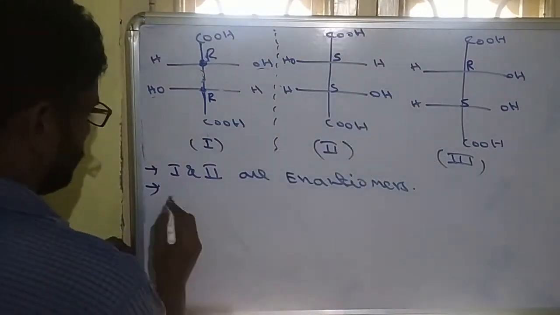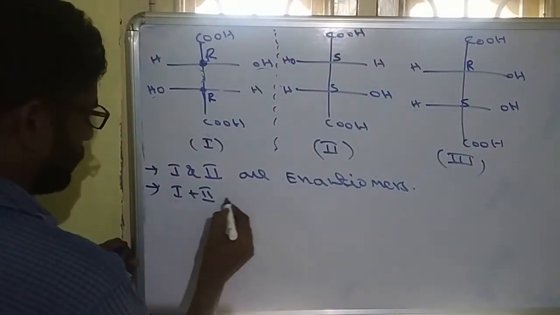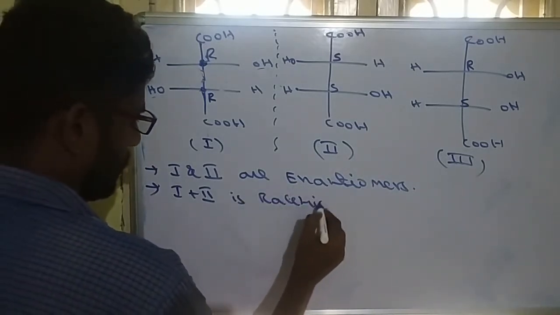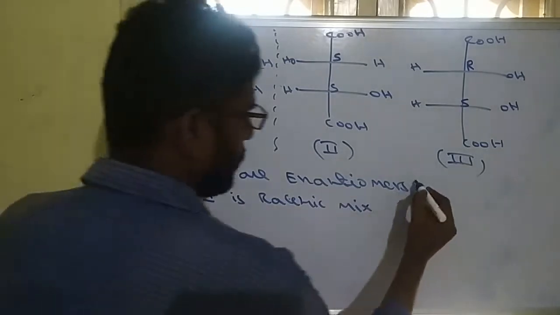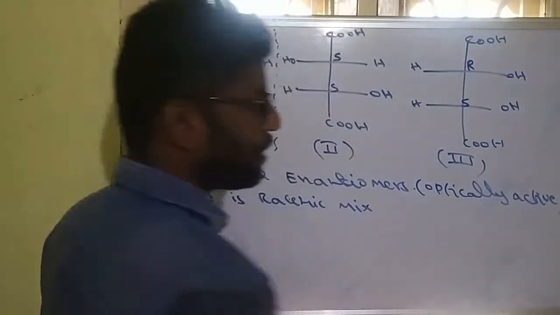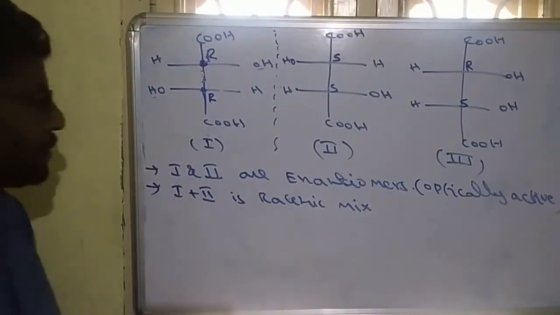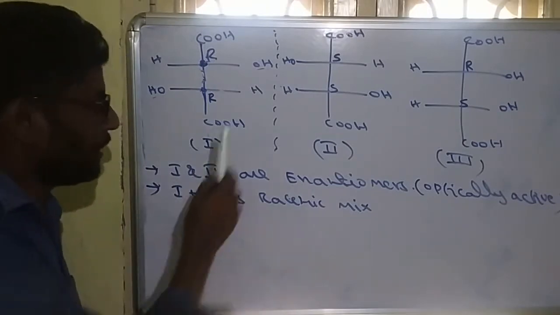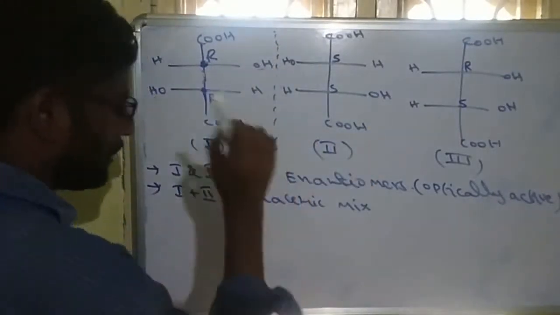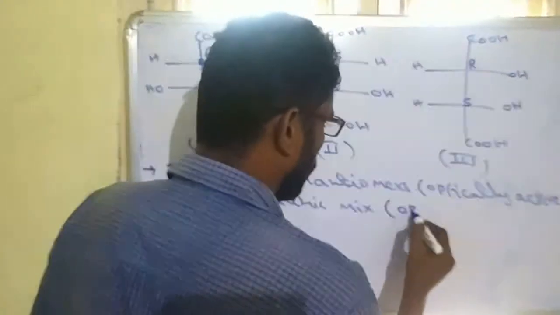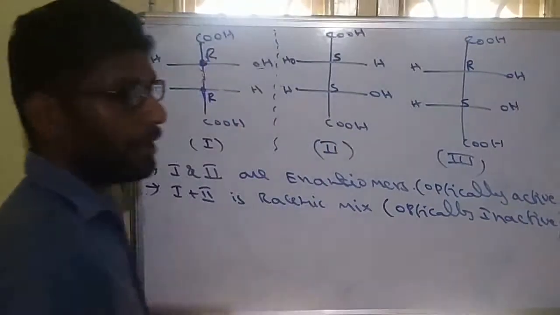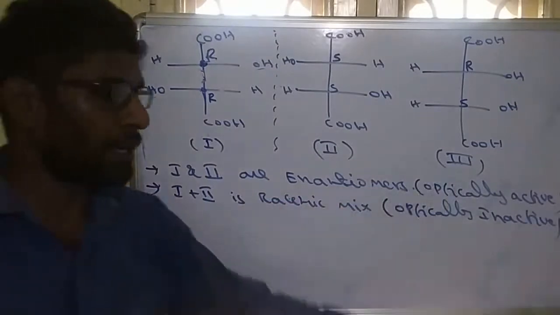Now 1 plus 2 is a racemic mixture. Remember, enantiomers are optically active. They will show optical isomerism. Now what is the difference between 1 plus 2 and 1 and 2 individually? Individually they are enantiomers. But when both are mixed, the mixture is called a racemic mixture. Enantiomers are optically active, but a racemic mixture is optically inactive.